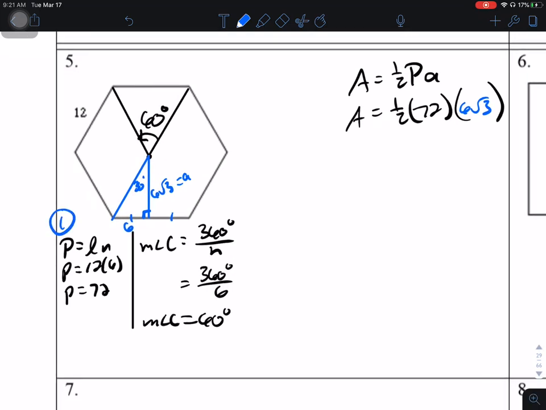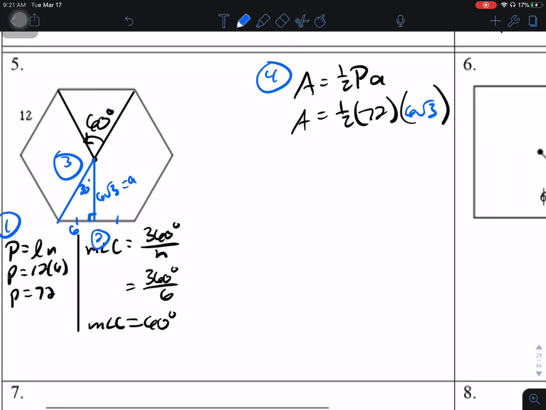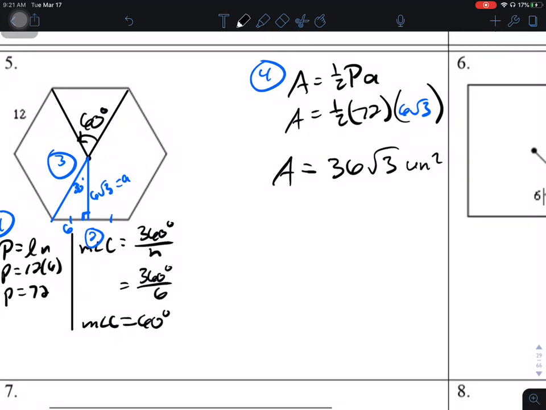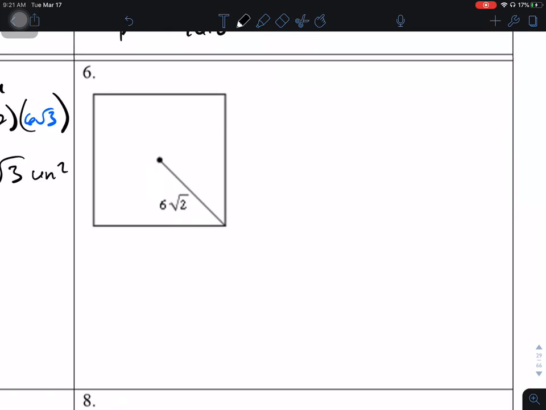Did this first, we did this second, we did this third, we're going to finish this up fourth. We're going to leave that square root of 3 in our answer. So we're going to multiply 1/2 times 72 times 6 square roots of 3 and get 216 square roots of 3, and we don't have units, so it's square units. Number 6.